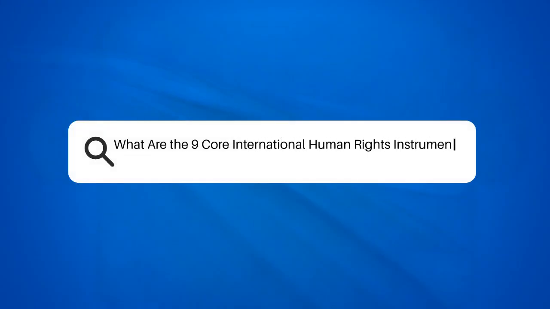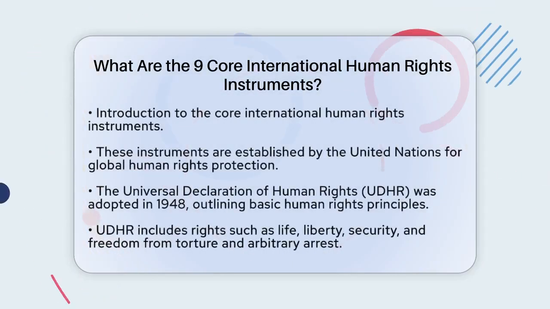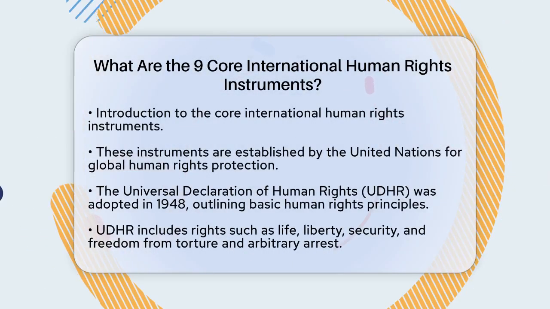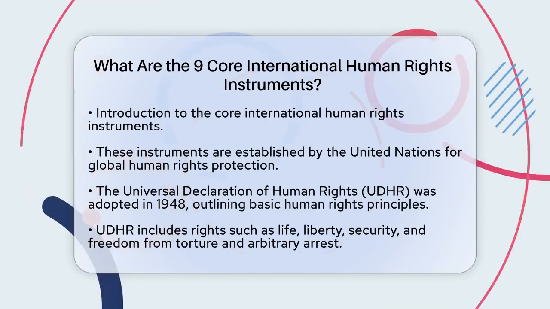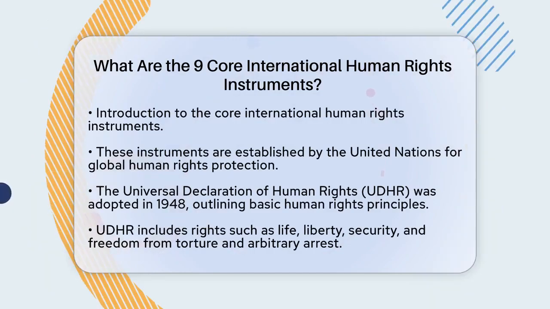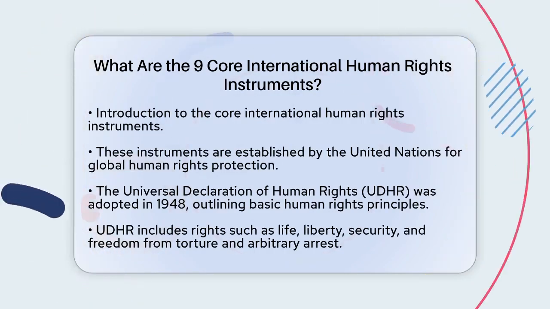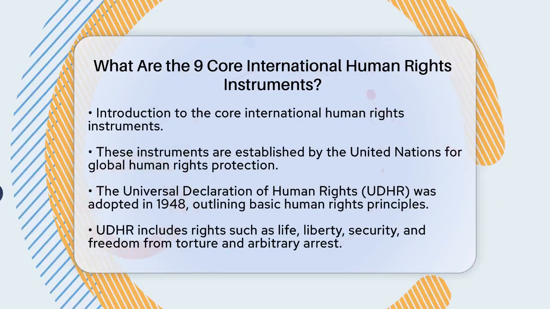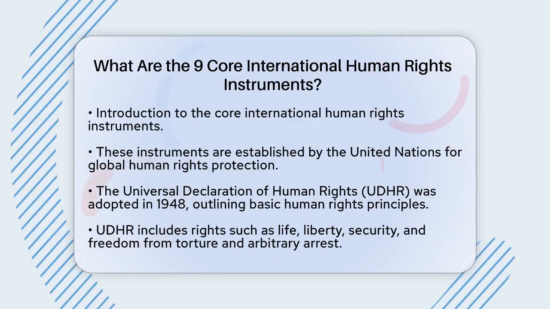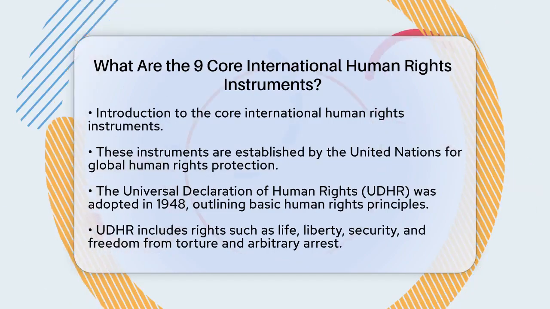What are the 9 core international human rights instruments? If you're curious about the foundational documents that protect human rights globally, you're in the right place. Let's break down the 9 core international human rights instruments that form the backbone of human rights law. First off, these instruments are part of a broader framework established by the United Nations to ensure that all individuals are treated with dignity and respect. Here's a look at each of them.